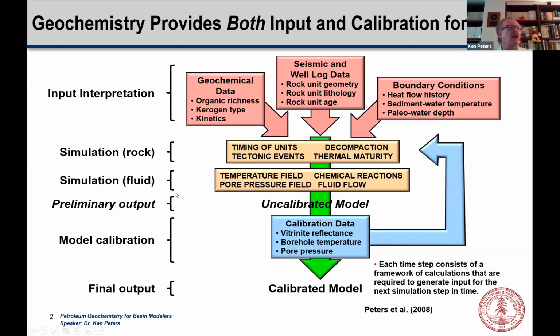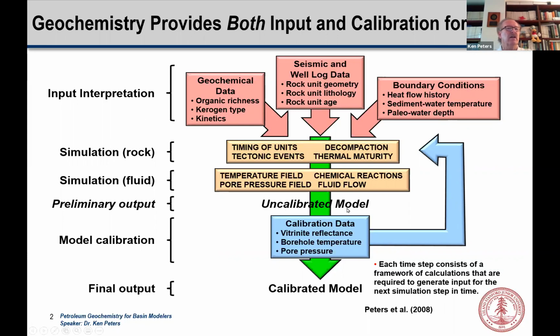Now, basin and petroleum system modeling really consists of two parallel reacting simulators. One simulates the geohistory of the rock. The other simulates the geohistory of the fluid, and that is the long way of describing basin and petroleum system modeling. A lot of people use the short term, either petroleum system modeling or basin modeling, and I may do that myself. But we basically are calculating two different things here. And of course, we then generate a model. However, that model is uncalibrated.